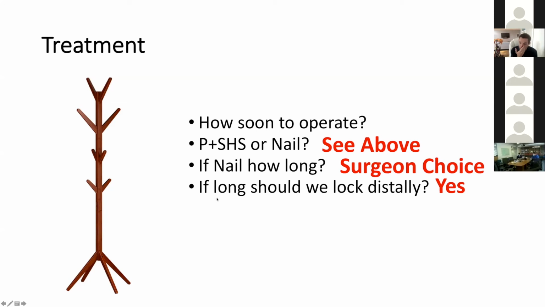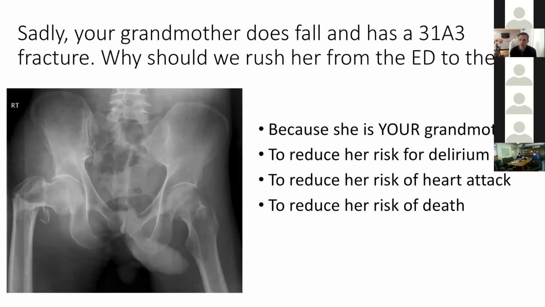So the only question that's really left is how soon should we operate? Let's try to answer it with a question. Sadly, your grandmother falls and sustains a 31A3 fracture, which is the reverse obliquity, if you remember. So why should we take her urgently from the ED to the operating room? A, because she's your grandmother. B, to reduce her risk of heart attack, or to reduce her risk of death.